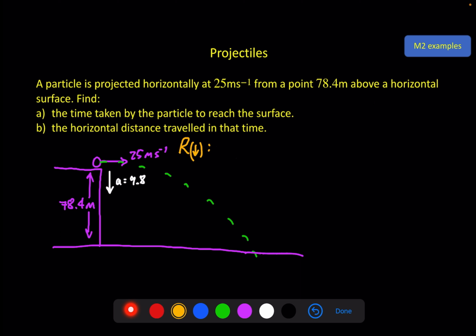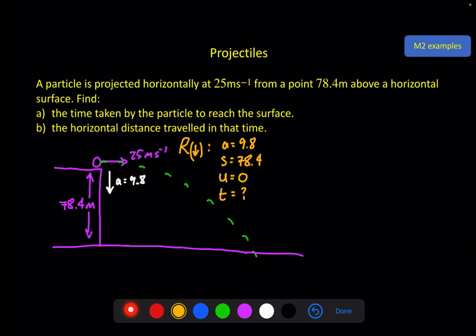So resolving downwards, we've got acceleration is 9.8. The displacement is 78.4 from the question. The initial vertical velocity is 0. All of the velocity is acting horizontally initially. In a later video, we'll look at questions where there is some vertical and horizontal velocity, where it's projected at an angle, but in this case, the vertical velocity is 0 to begin with. And then we just need the time.